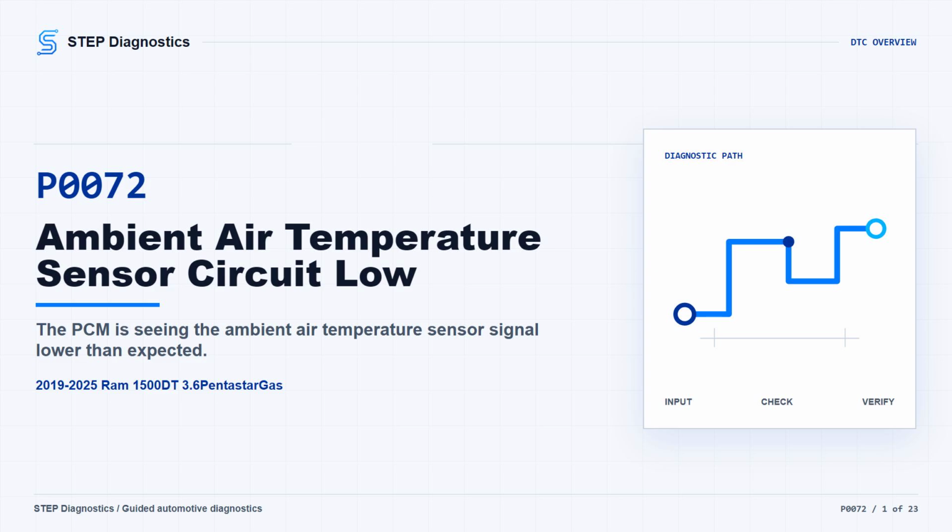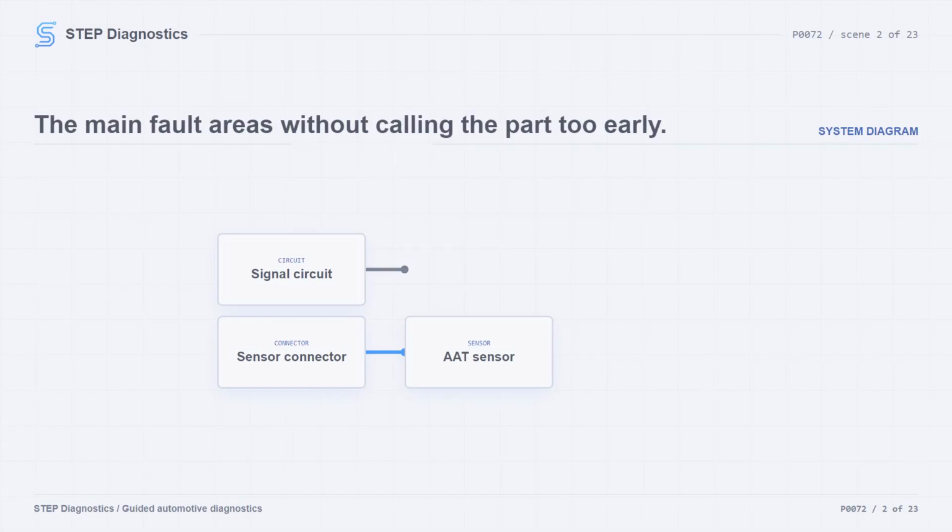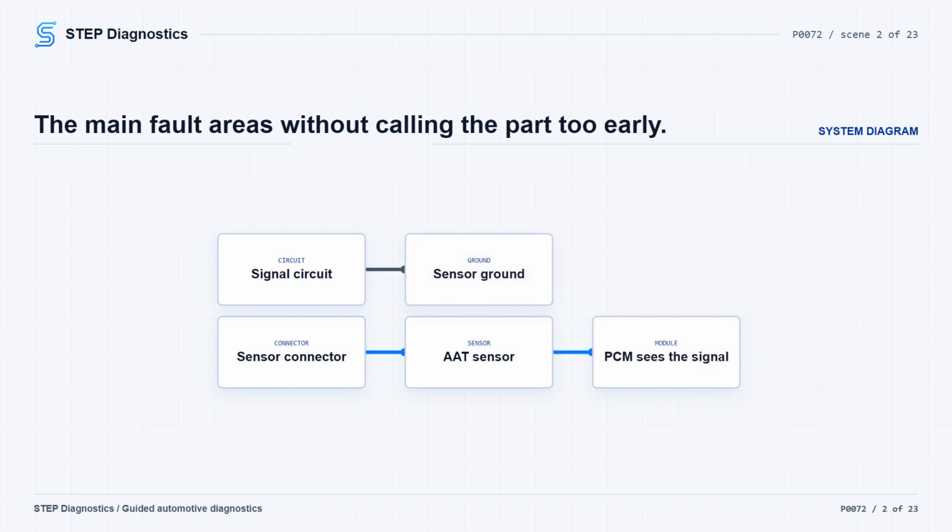Possible fault areas include the sensor connector, a signal circuit short to ground or to the sensor ground circuit, an open or high-resistance return side, the ambient temperature sensor itself, or a possible module issue after the wiring and connectors are proven good. If other related codes are present, check what they mean first, but keep this diagnosis focused on the P0072 low circuit path.